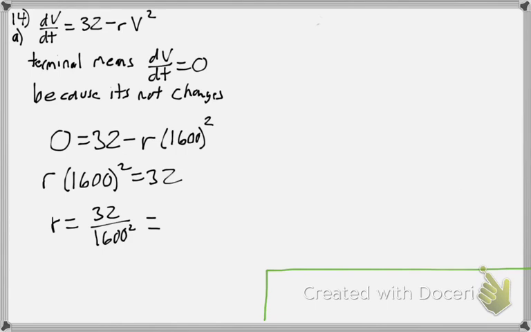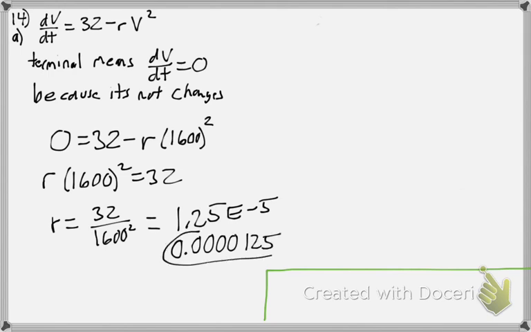we get 1.25 e to the negative 5, which means 0.0000125. So that would be the drag coefficient.